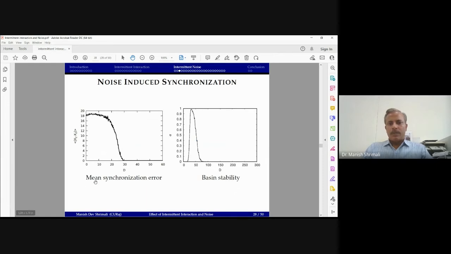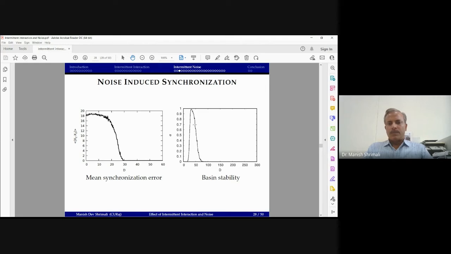When you look at the average synchronization error, you can see that with the strength of the noise, it goes to 0, and there is a critical noise strength where you observe the synchronization. Now, there is another quantity called the basin stability. That is how many initial conditions are leading to the synchronized state. It is the stability of the basin with respect to that state. Basin stability 1 means all the initial conditions are going to the synchronization state. When we plot this basin stability as a function of the noise strength, you can see that there is a peak around some transition value of D, and then there is a drop.